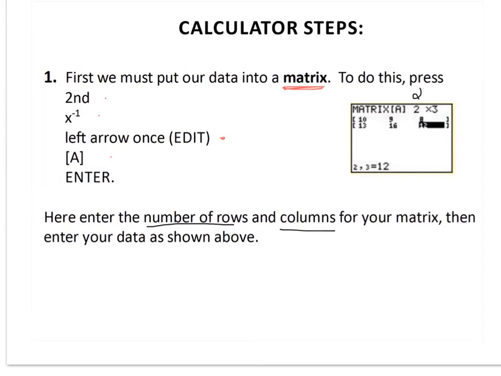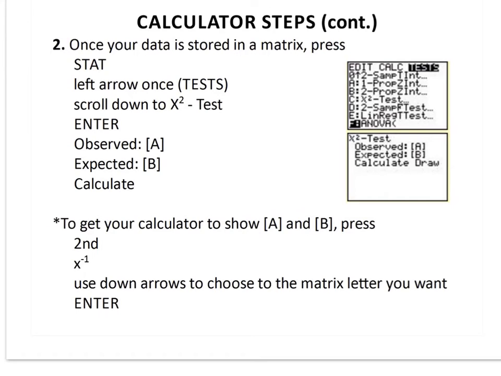So for us, we have a 2 by 2 matrix because we had 2 rows and 2 columns in our data set. So you're going to enter your data as shown above or make it match your table. If this is a 2 by 3, we're going to cross out that row, and you're going to want to enter your numbers in something like this so they match your rows. Once you have your data stored in a matrix, then you can run the chi-squared test on it.